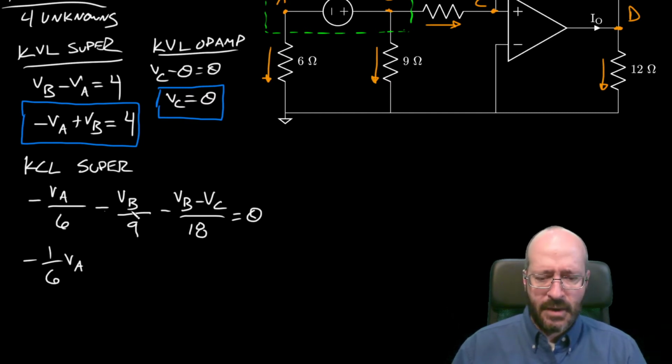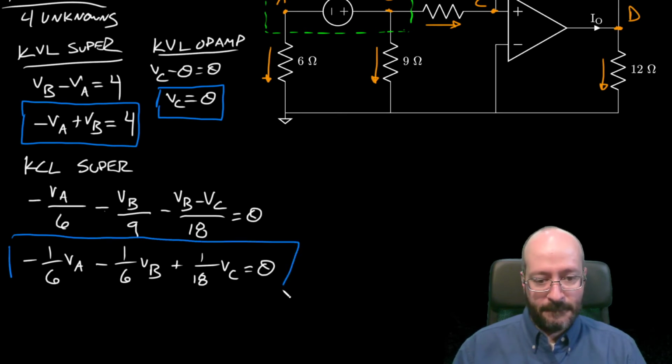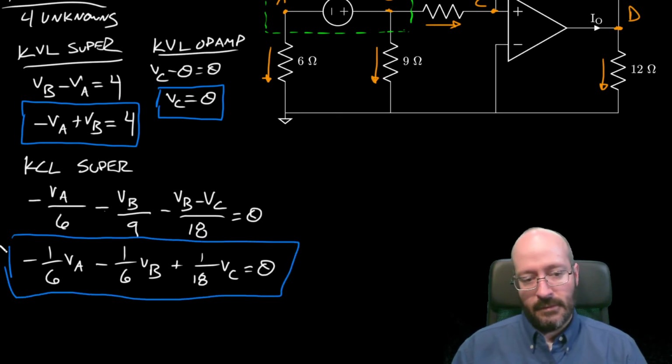VA, what are we going to get? We're going to get 3/18. That's going to be 1/6 in front of VB, and plus 1/18 in front of VC, and that's equal to 0. So that's ready to go. All right.